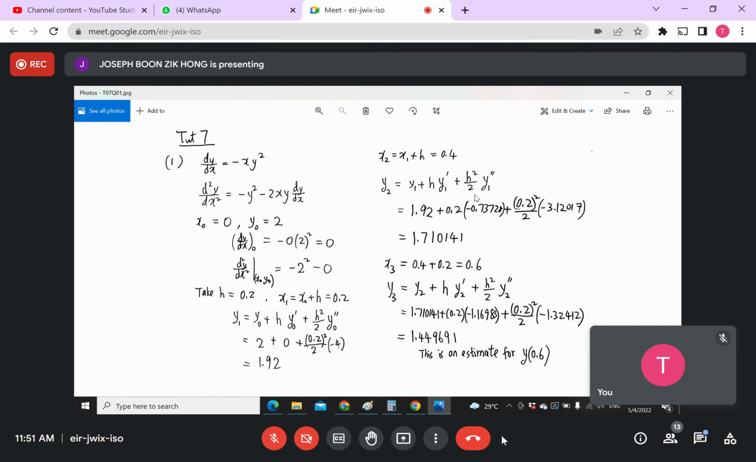For this one, I calculate directly by using these two. I do not show how to get the negative 0.73728. I just directly plug in and then I directly get this answer. You can also do it. You just plug in your x is 0.4, your y is 1.92. Then you should get this one.